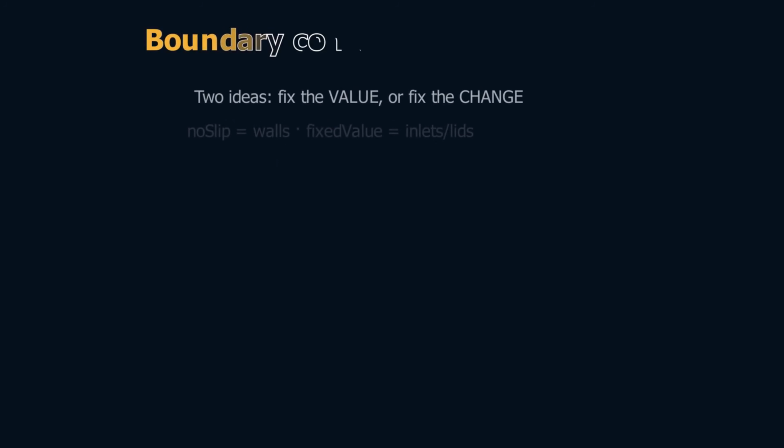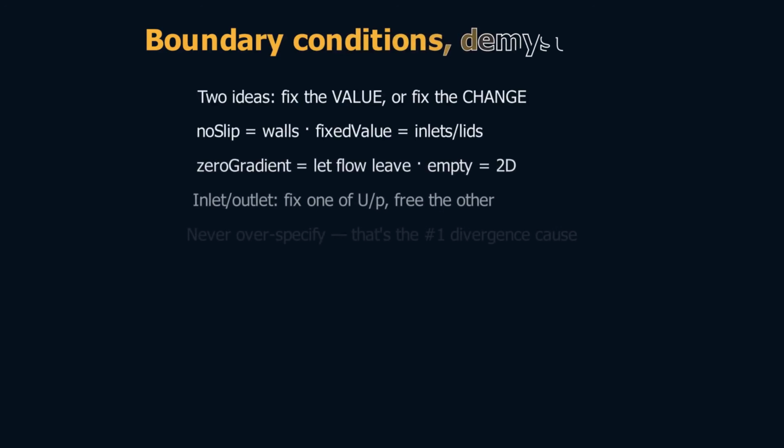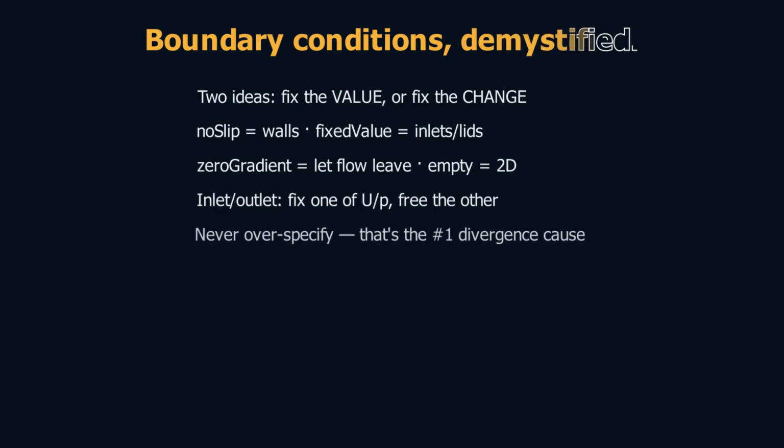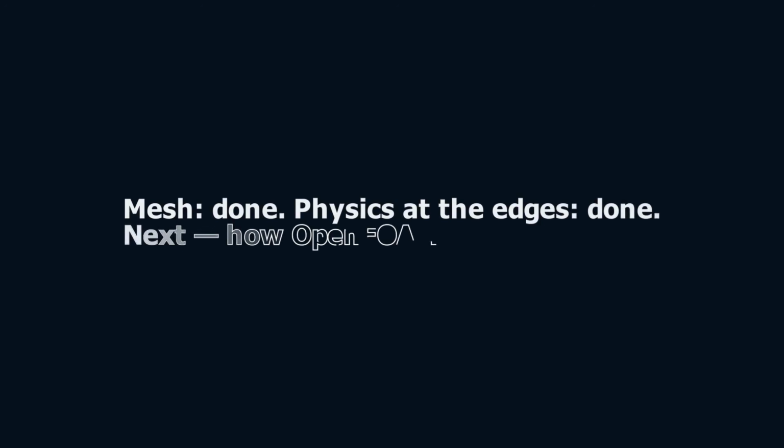That's boundary conditions. Two core ideas, a handful of named conditions that are physical pictures, the inlet-outlet seesaw, and the one rule that keeps your solver stable: never fix both. We've got a mesh and we've set the physics at its edges. Next episode we open the two files that decide how the equations are actually turned into numbers, FV schemes and FV solution. That's where the finite volume method comes alive. See you there.